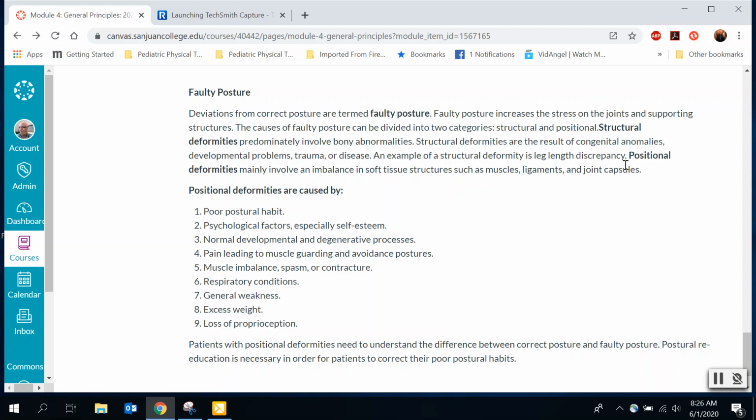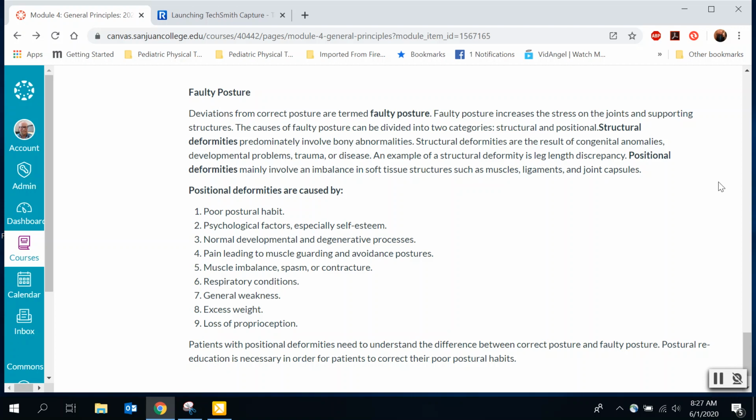Then there are positional deformities that are caused by, well, and this gets into muscles, ligaments, and things like that. When muscles are tight, when ligaments are tight or overly loose, and joint capsules are tight or overly loose, they're called positional because they're usually caused by bad positioning of the body, like sleeping in a bad position over and over, or getting text neck from looking at your phone too much with your head down, right?